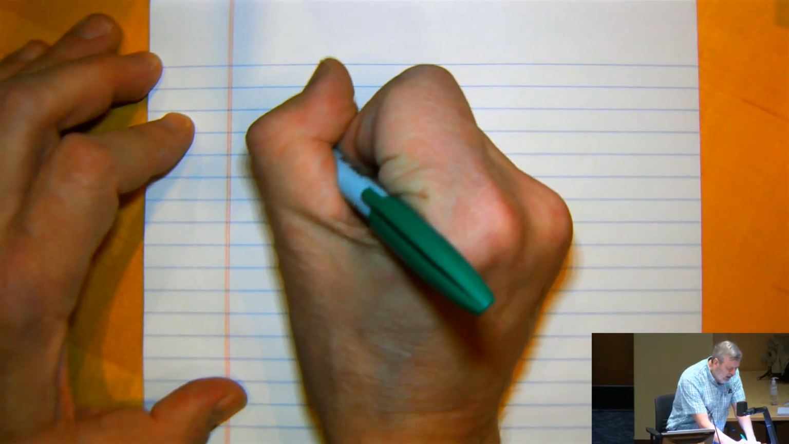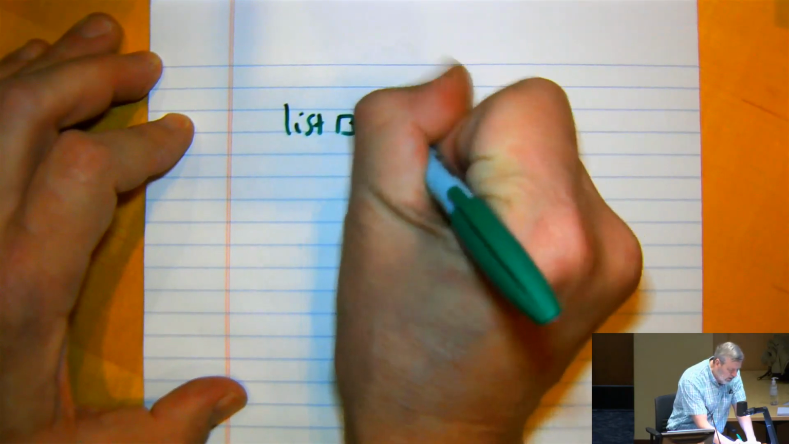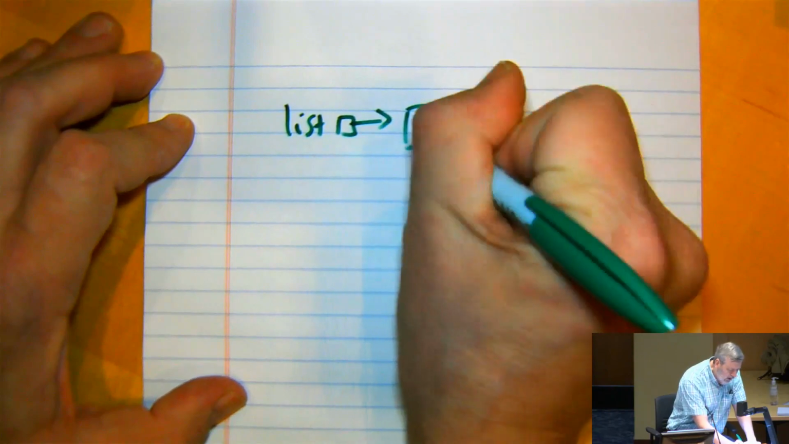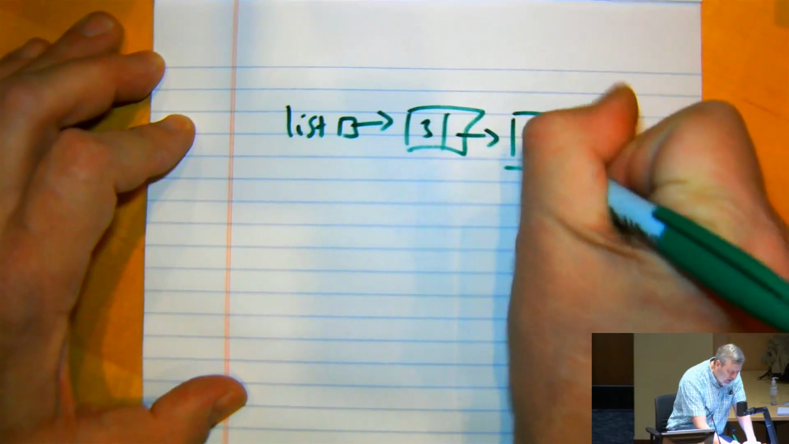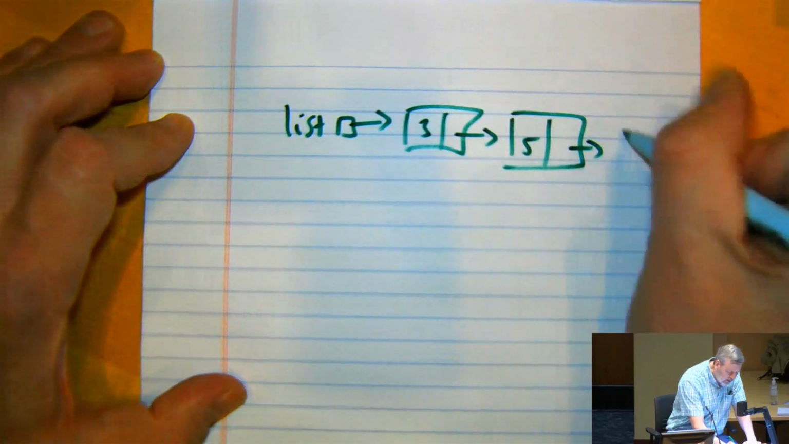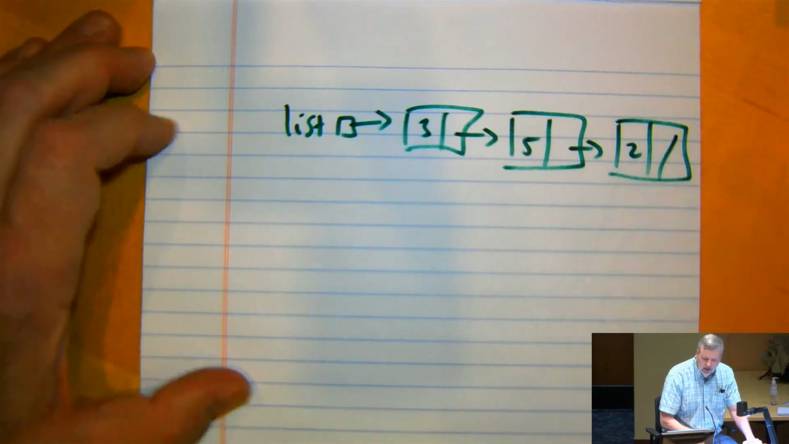So I'm imagining that I have a variable called list, which is storing a reference to a node that has a 3 in it, which in turn is storing a reference to a node with a 5 in it, which in turn is storing a reference to a node with a 2 in it, with a null at the end.